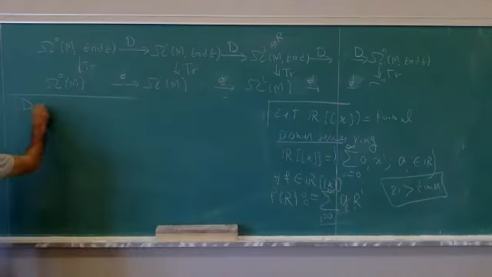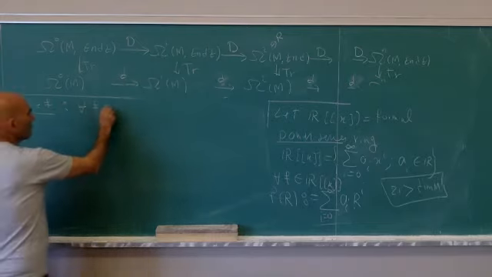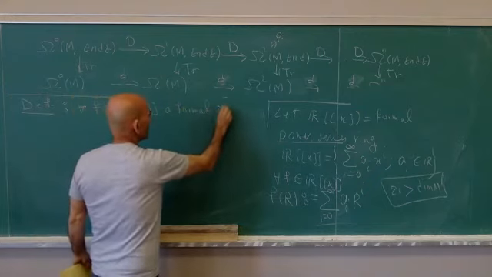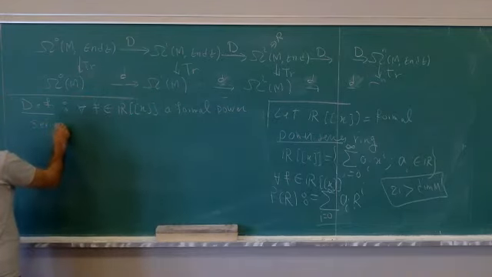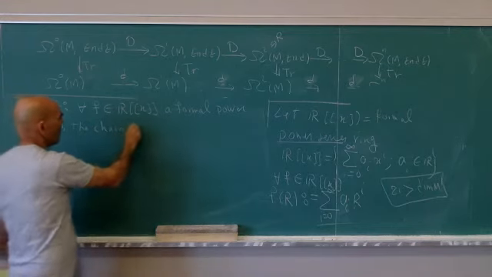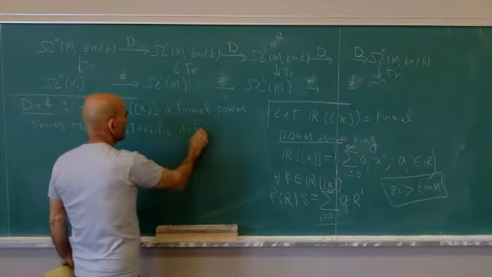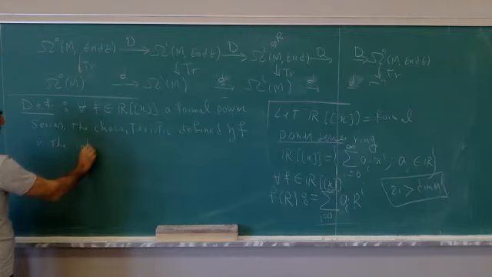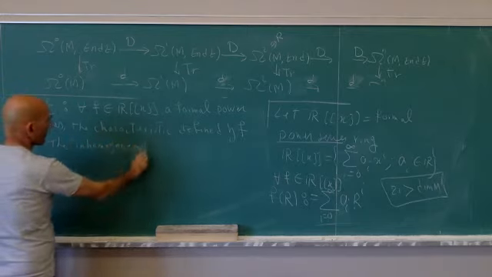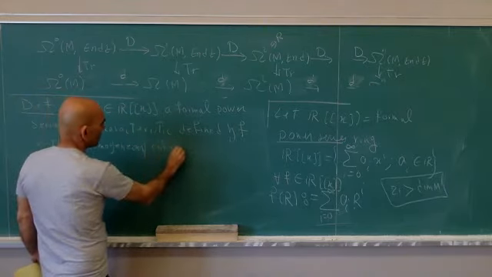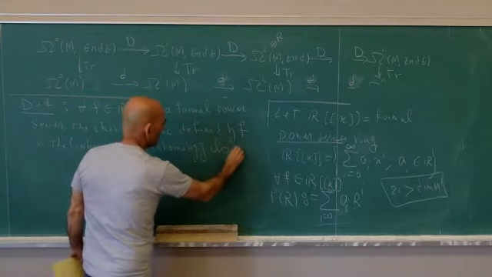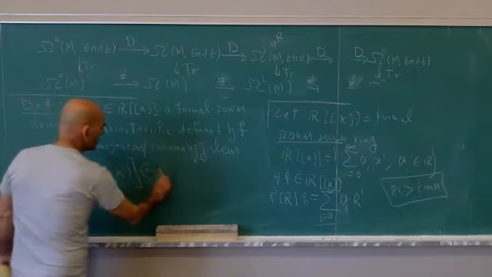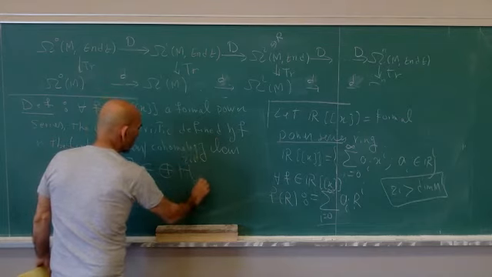Okay, so definition. For any f belonging to R[[x]], a formal power series, the characteristic class defined by f is the inhomogeneous cohomology class, the class of trace of f(R), belonging to the direct sum of H^{2i} de Rham of M.